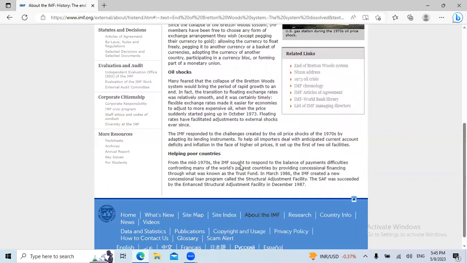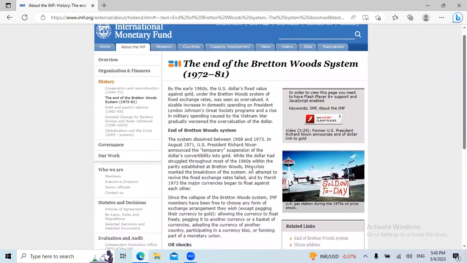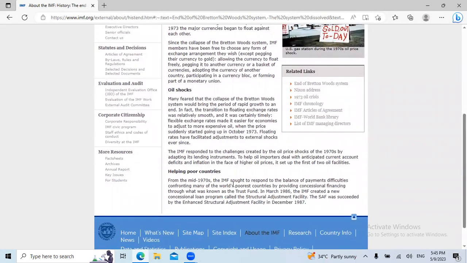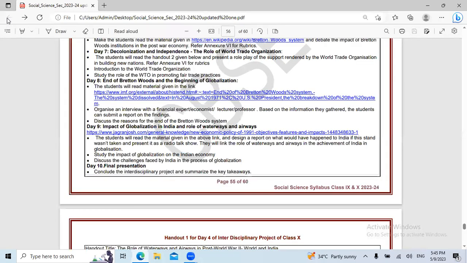See, from the mid-1970s, the IMF, International Monetary Fund, sought to respond to the balance of payments difficulties confronting many of the world's poorest countries by providing concessional financing through what was known as the Trust Fund. In March 1986, the IMF created a new concessional loan program called the Structural Adjustment Facility. The SAF was succeeded by the Enhanced Structural Adjustment Facility in December 1987. The detailed information of IMF is given here in this link.